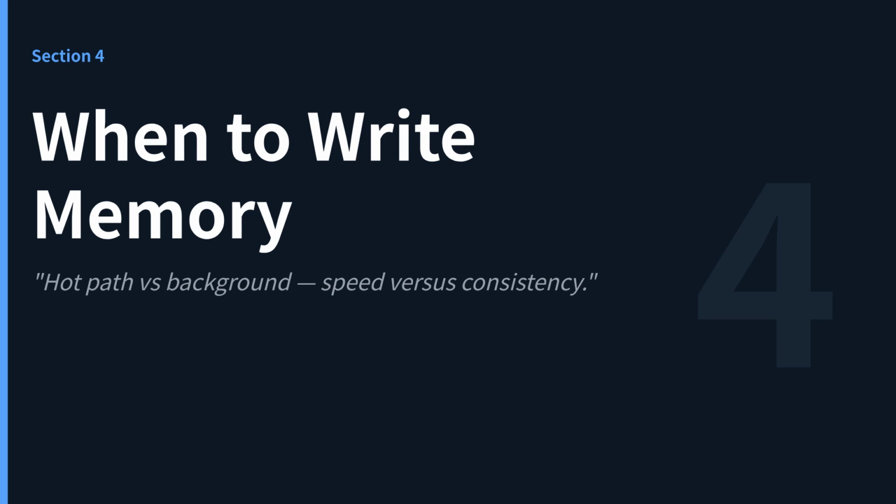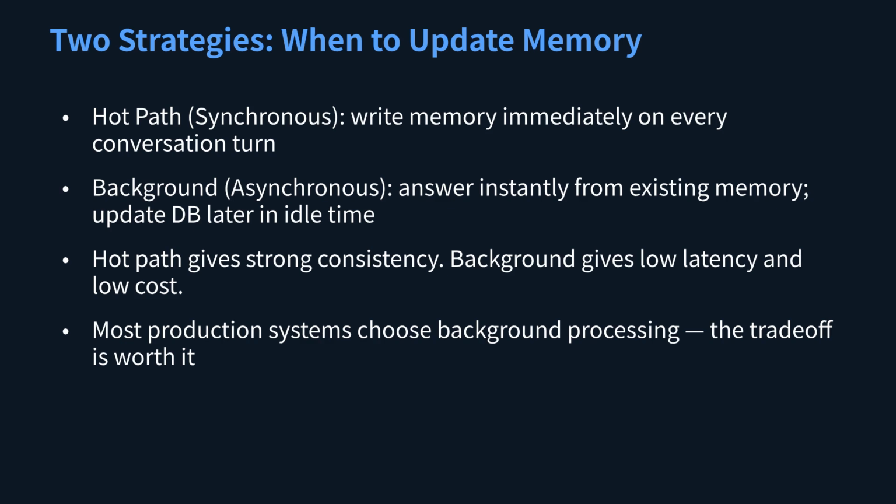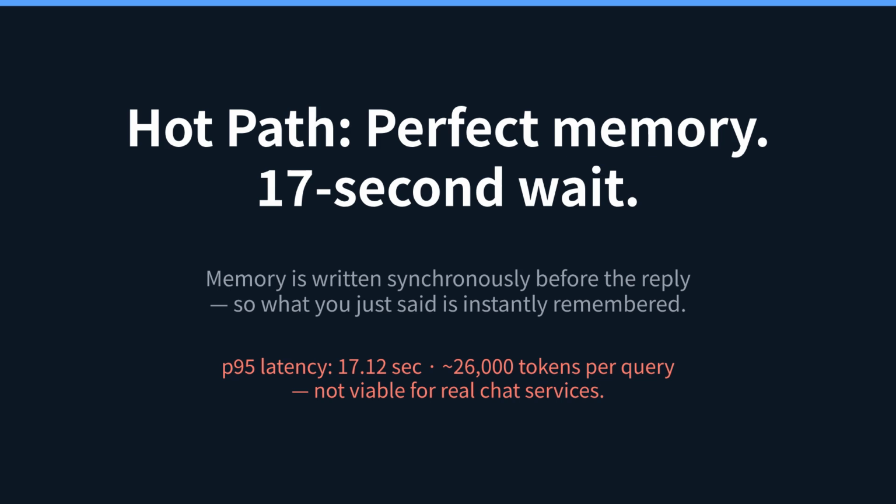Now let's look at one of the most important engineering decisions in building a memory system. When do you update the database? There are 2 main strategies, and they make very different trade-offs. The first is hot path, also called synchronous updating. Every time a conversation turn happens, the memory extraction and database write occur right then and there, before the agent even generates its reply. The benefit is perfect consistency. What you just said is immediately remembered.